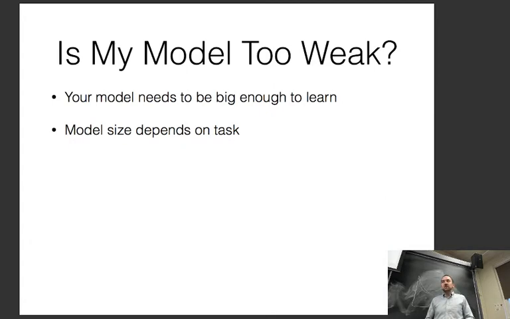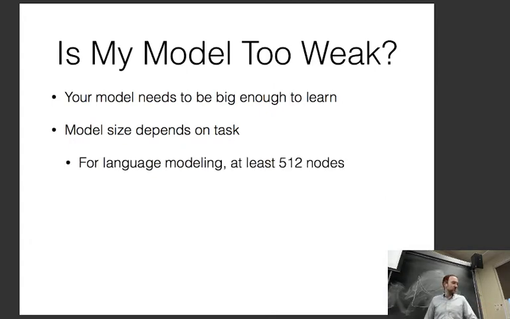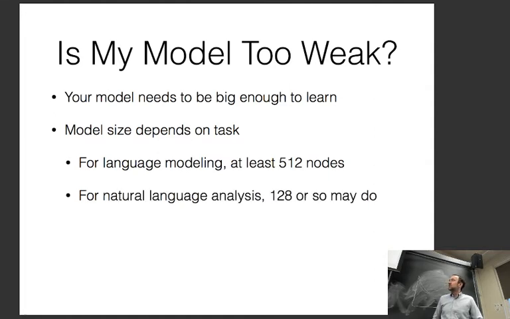Model size completely depends on the task, but some general rules of thumb that I have are, if you're doing something like language modeling, you usually want about 512 nodes. You can get away with 256 or something like this. If you're doing something like natural language analysis, as few as 128 might be reasonable, but bigger can often work better. So if you're using 32 nodes in your recurrent neural network, that's probably not enough, and you're not going to be able to fit the data. Even if you're worried about overfitting, bigger can still sometimes be better. So you'd be surprised by how big you can make your network and still have it learn well without overfitting.